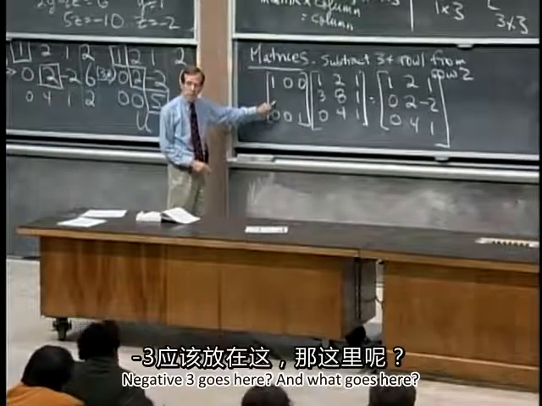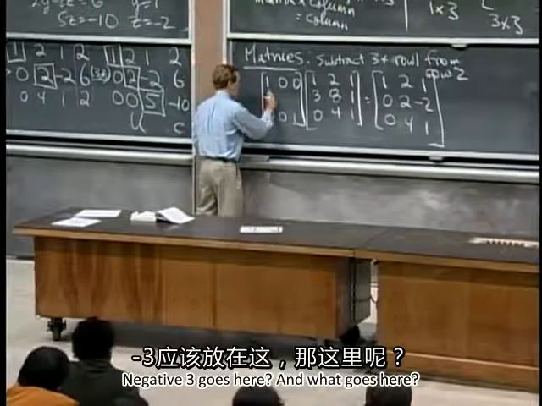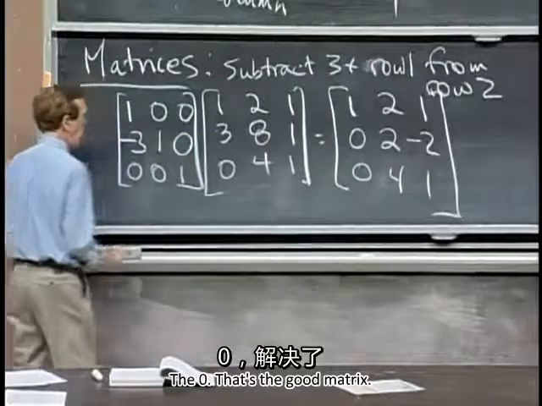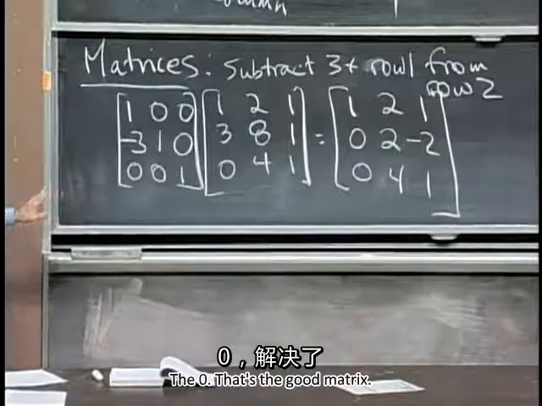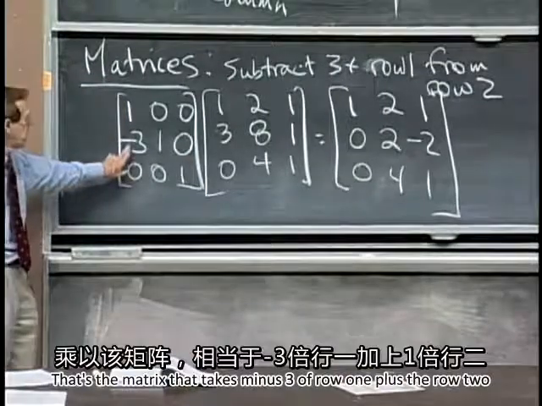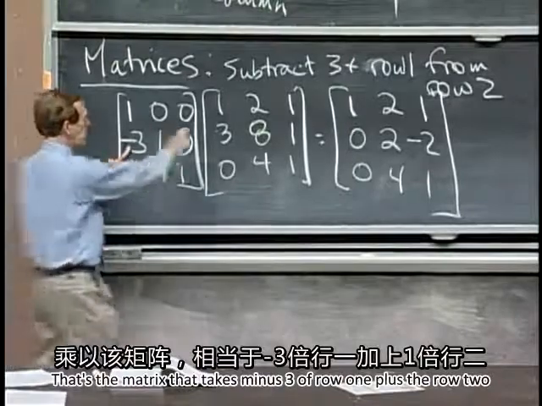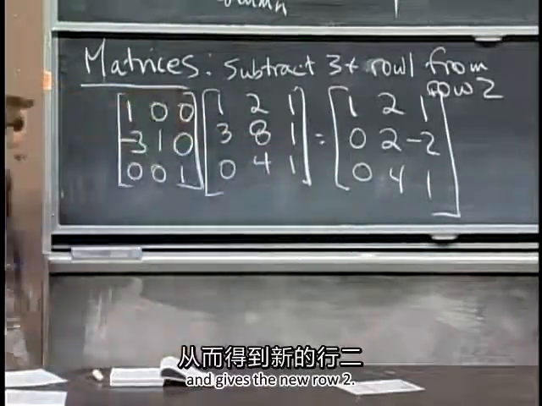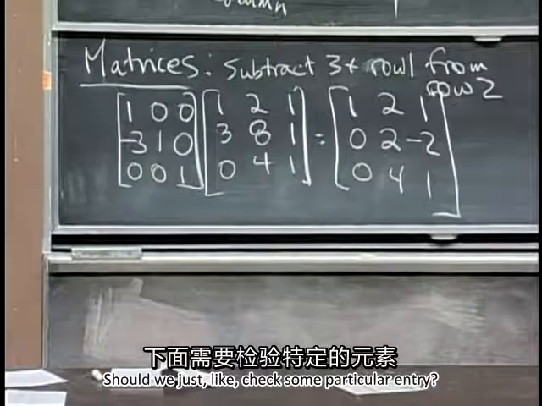-3 goes here. And what goes here? That 1. And what goes here? The 0. That's the good matrix. That's the matrix that takes -3 of row 1 plus row 2 and gives the new row 2.